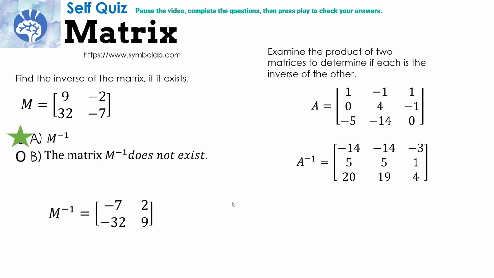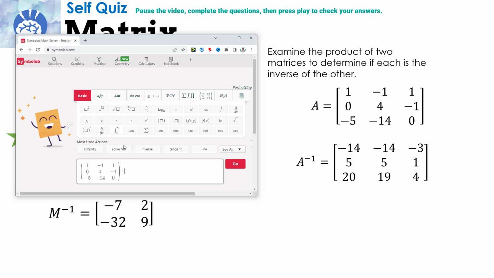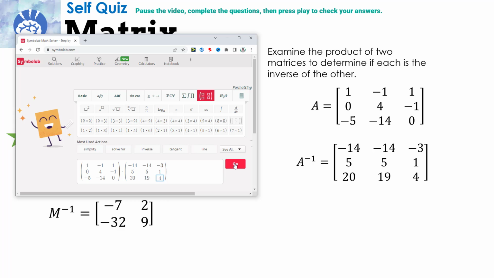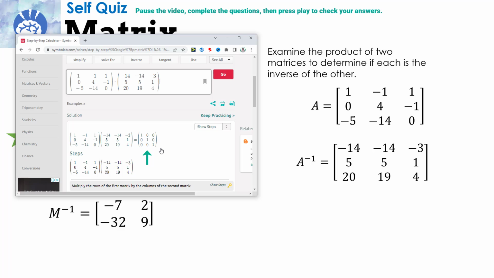Let's look at the second one. Examine the product of two matrices to determine if each is the inverse of the other. First, we're going to take A times A inverse. A is a 3 by 3. They're actually both 3 by 3s. Over arrow. Times A inverse, which is a 3 by 3. And let's go. Hey, look at that. So A times A inverse gives us our identity. Remember, the identity is when we have ones in the diagonals and zeros everywhere else.